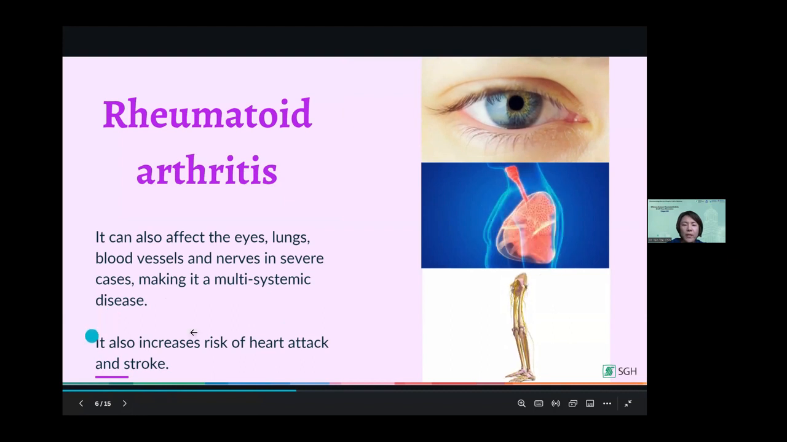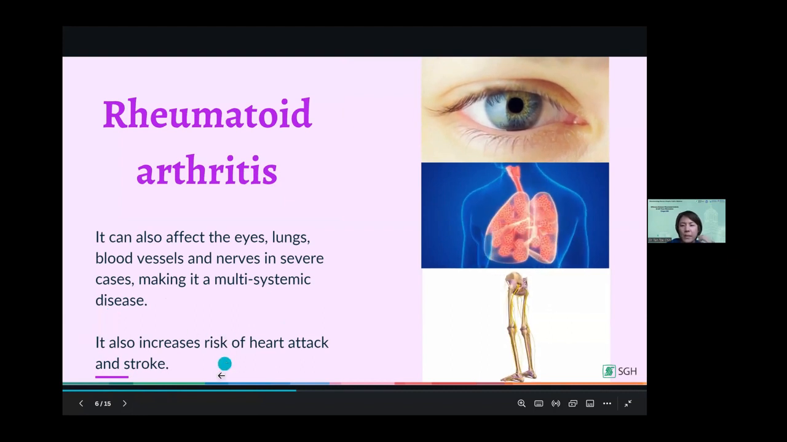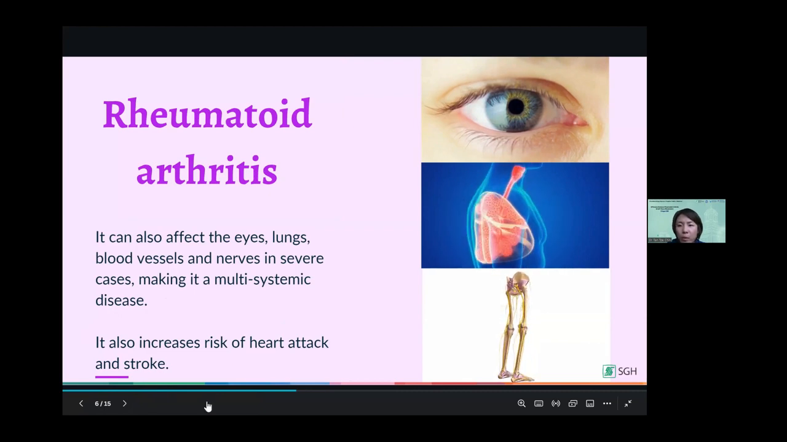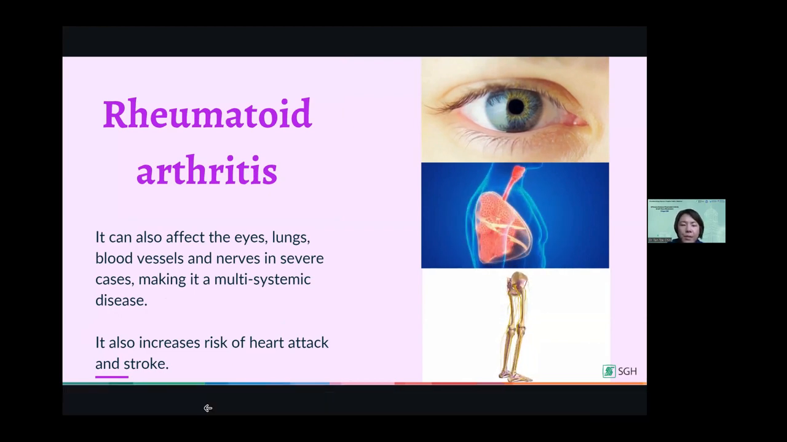Rheumatoid arthritis is also a multisystemic disease. In some patients, it can affect other body organs, such as the eyes, the lungs, the blood vessels, and the nerves in the severe cases. It can also increase the risk of heart attack and stroke due to the chronic inflammation brought about by the disease itself.